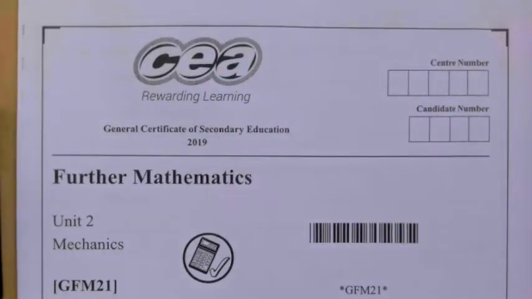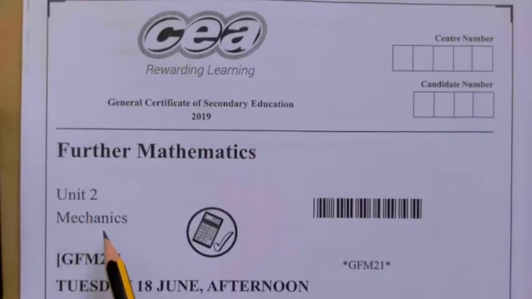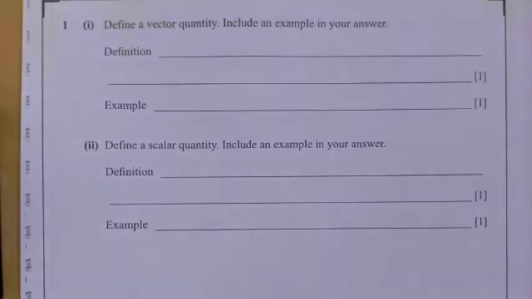This is GCSE Further Maths. We're looking at the Unit 2 Mechanics paper, and this is from 2019. So let's take a look at the question.